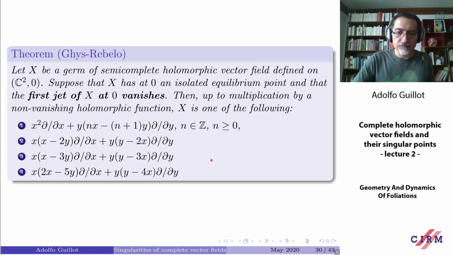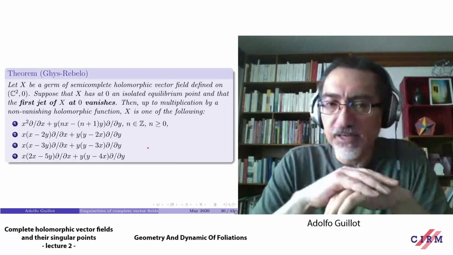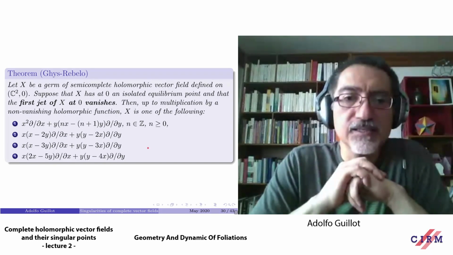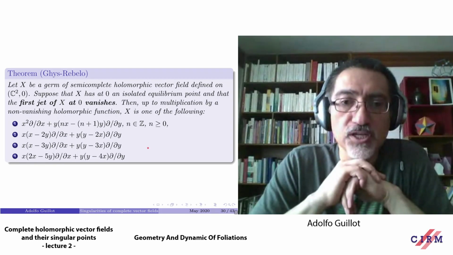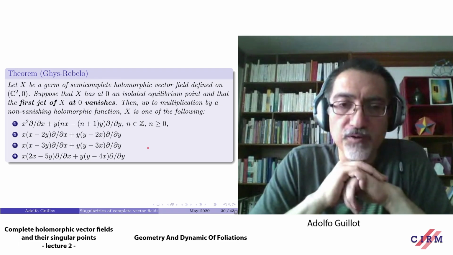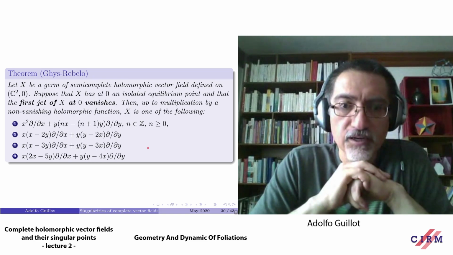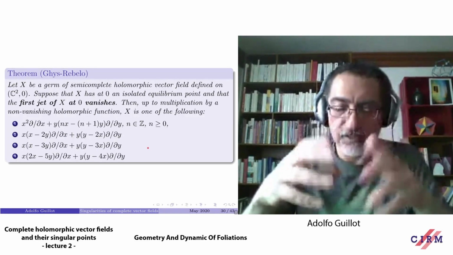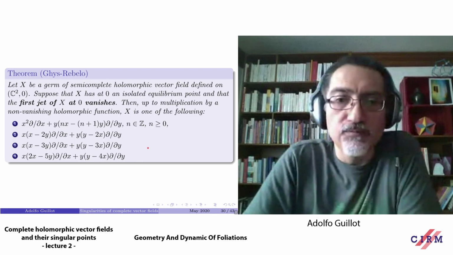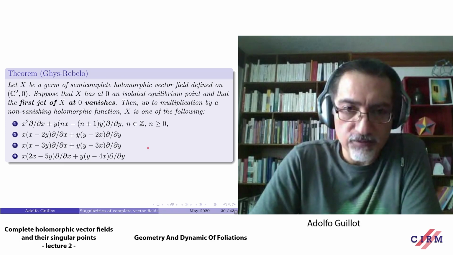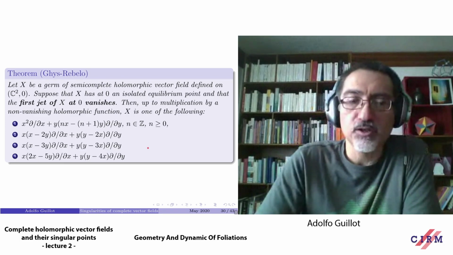Okay, so let me just finish this second session. I will tell you a bit about this, but let me just point out that all these vector fields that appear are homogeneous. So these are quadratic homogeneous vector fields. And this is not part of the hypothesis, this is part of the conclusion. Then X is given, up to a non-vanishing holomorphic factor, by some homogeneous vector fields.